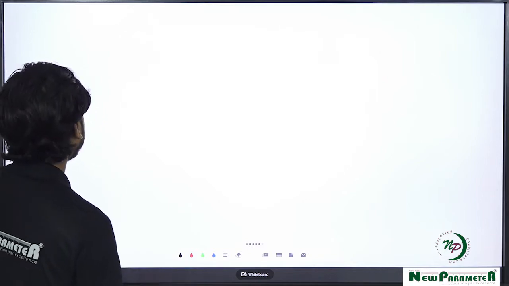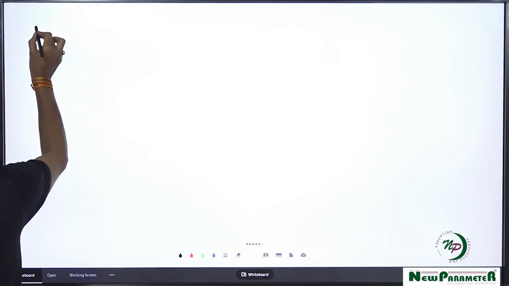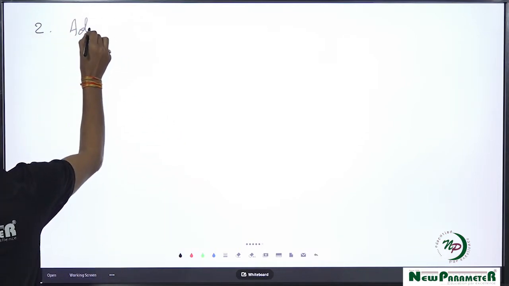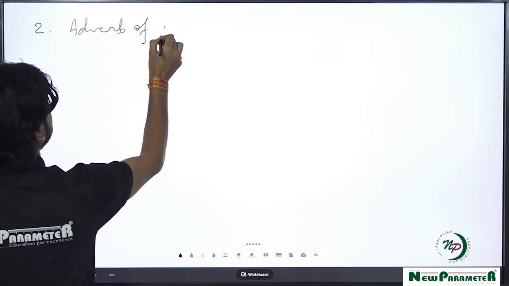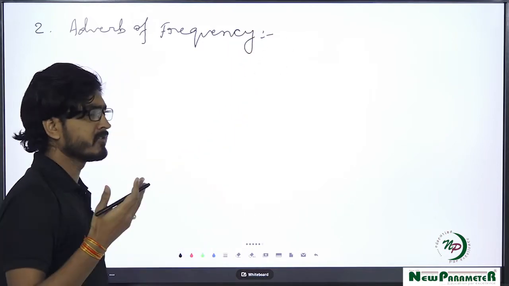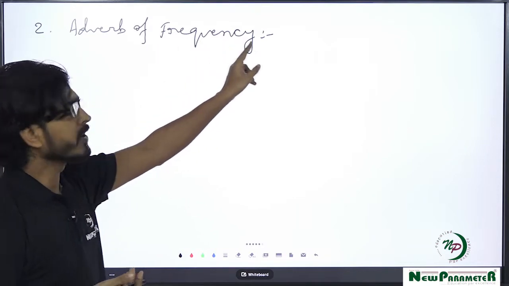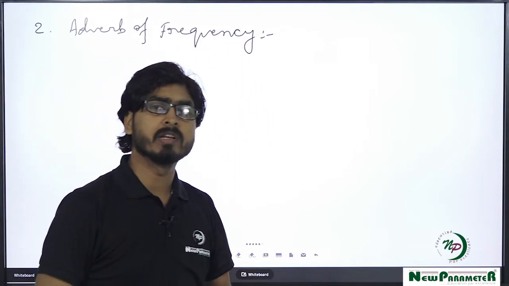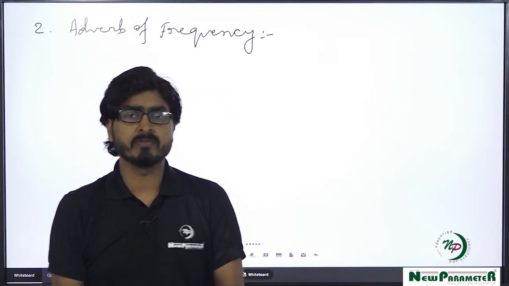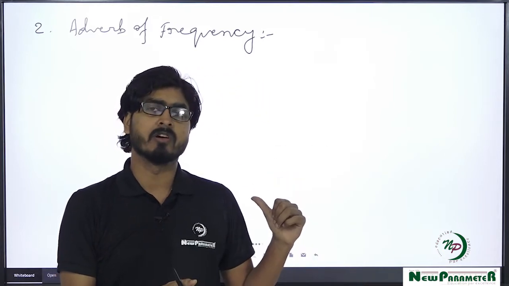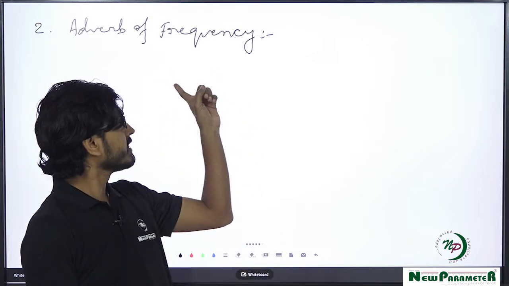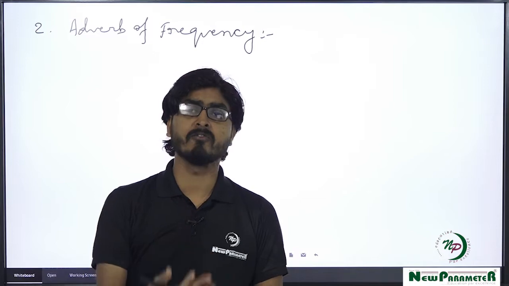So guys, now we'll see another type of adverb. The second one is adverb of frequency. It is very easy, as you see the name frequency. How frequently an action is done is told by an adverb of frequency. How frequently means we can say how many times we are just doing an action. Previously you just saw that how an action is done, कैसे किया जाता है, the way of doing an action. And this one tells you how many times, how frequently.